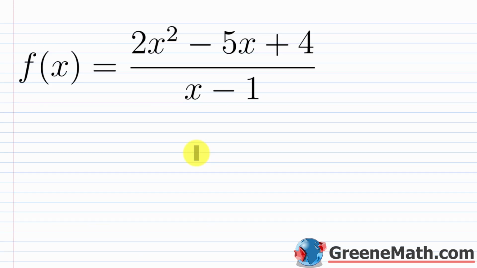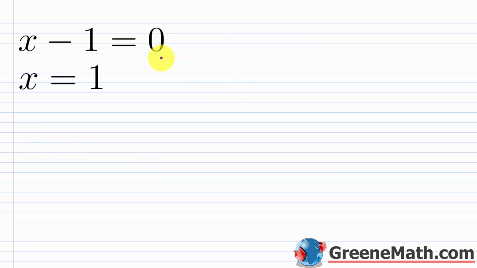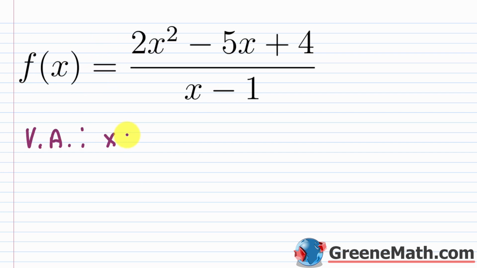All right, let's take a look at another problem. So here we have f of x equals 2x squared minus 5x plus 4 over x minus 1. So in this case, for the vertical asymptote, it's going to be real simple. You're just going to take x minus 1, set that equal to 0 and solve. And of course, you just add 1 to both sides. You get x equals 1. So let's put x is equal to 1.